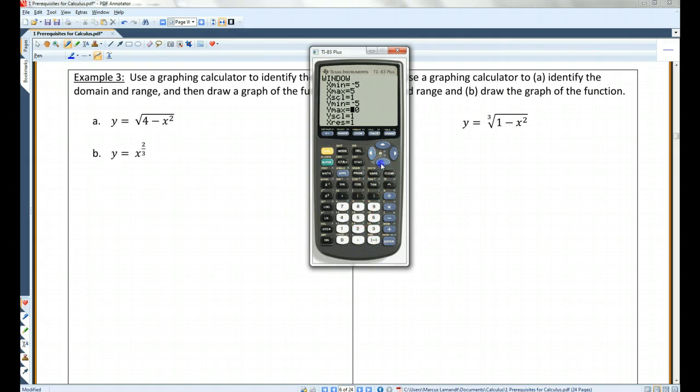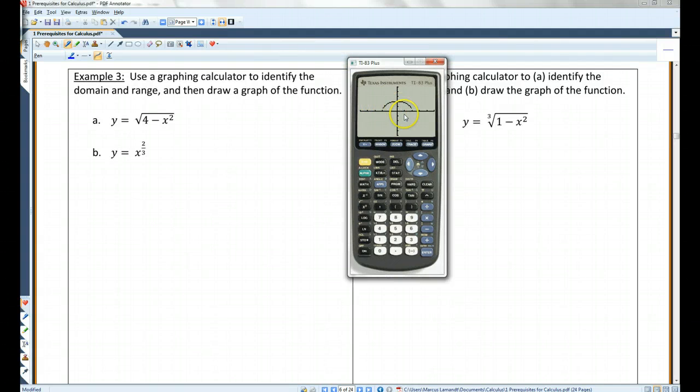Just so we can zoom in a little bit. There we go. This actually goes all the way down to here. It's just kind of hard to see. So, you can kind of tell what the domain and range is just from the graph. The domain, x goes from negative 2 to 2, and it includes 2. The range goes from 0 to 2.